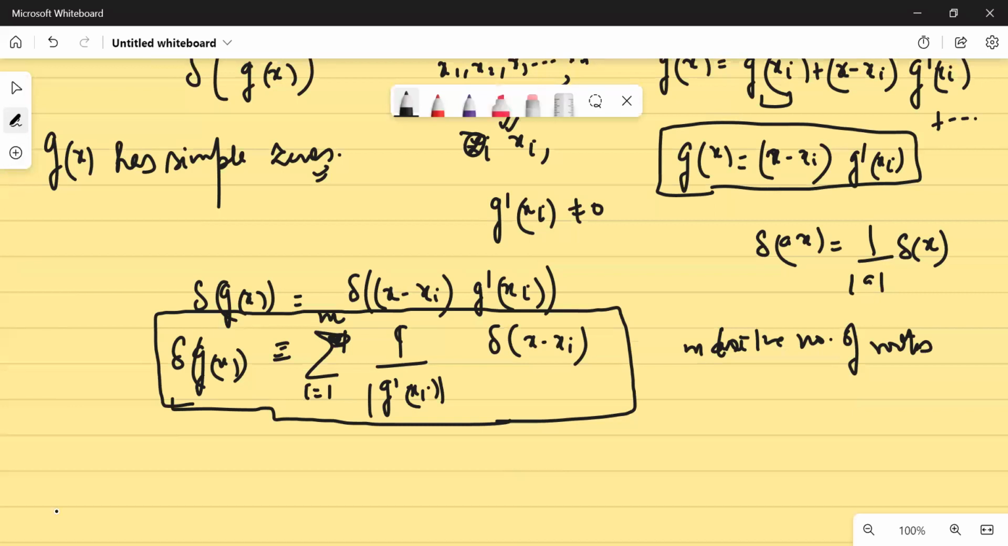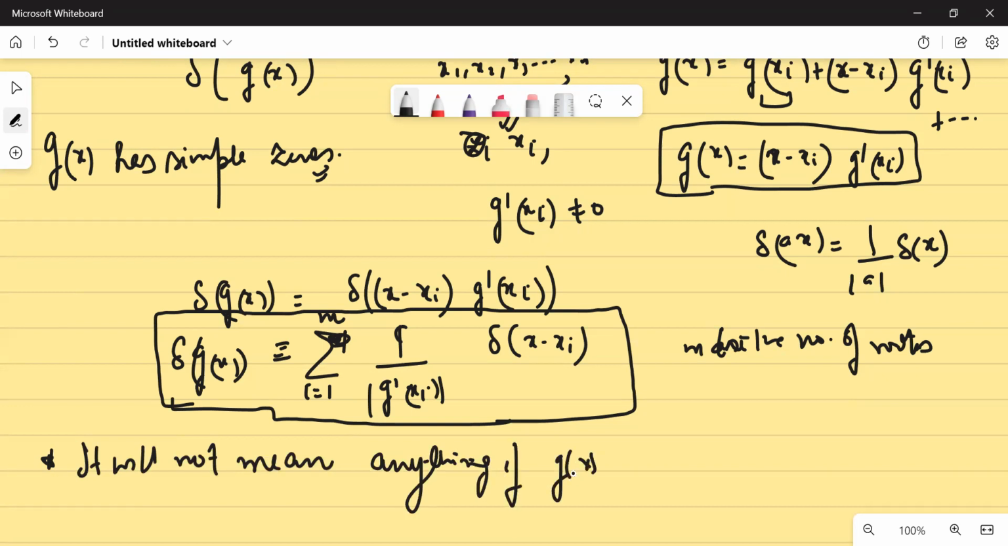Understand, it will not mean anything. Just write it as a point here, it will not mean anything if g(x) has multiple roots. If g(x) has repeated roots, then you cannot write any of these things. But overall, if g(x) has simple zeros, then Dirac of g(x) I've written as 1 upon mod g dash xi, Dirac of (x minus xi). See how beautiful it is, because here it was x, here it was g(x), here it is x.